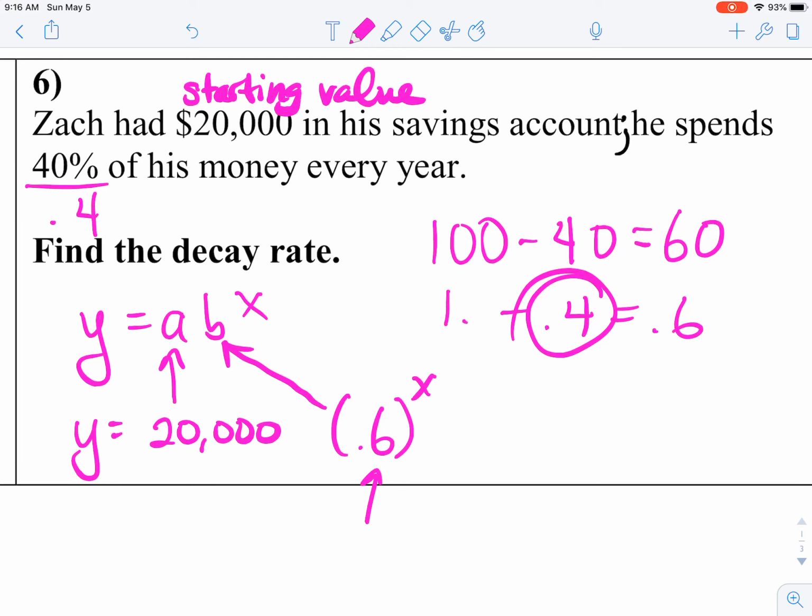So when writing this equation, the important numbers are 0.4, which he's spending, and 0.6, which he maintains, and if you understand the connection between those, then you'll be in sweet shape.